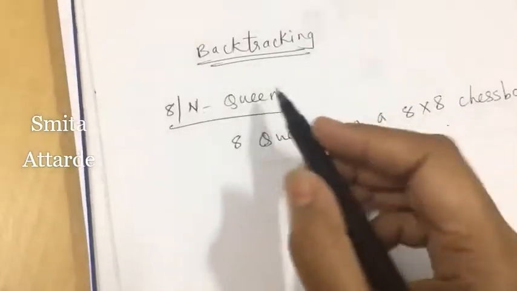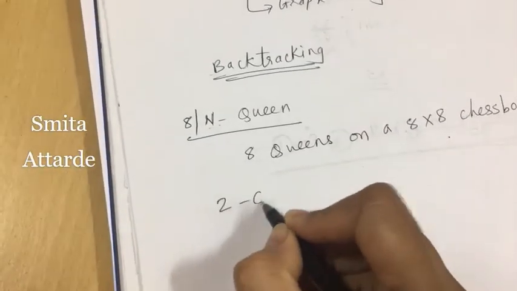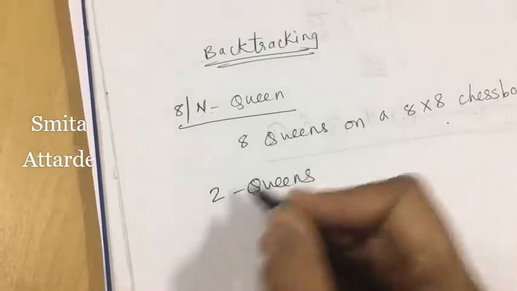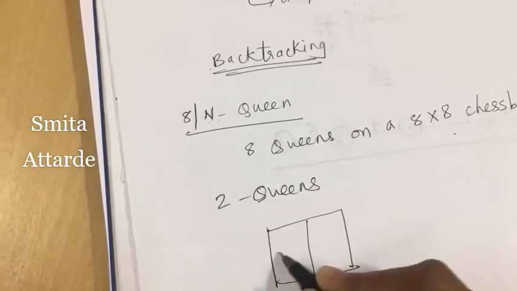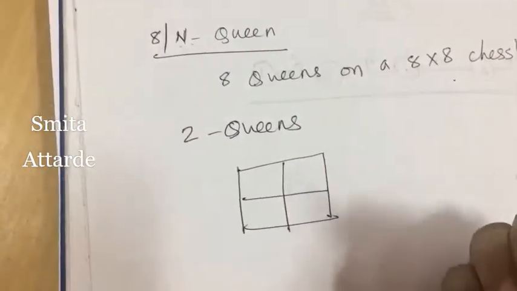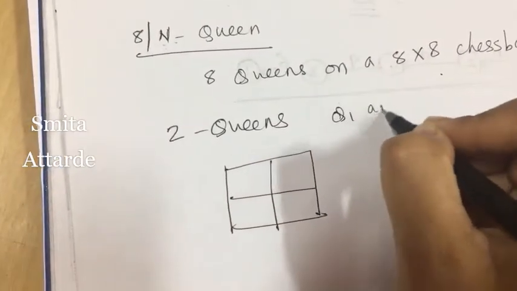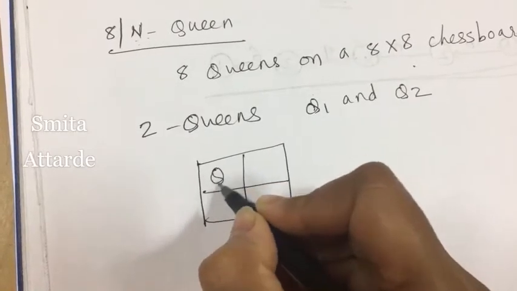So to understand the n queens problem in general, first we'll start with the 2 queens problem. So 2 queens can be placed on a 2 by 2 chessboard. So this is a 2 by 2 chessboard. So I have 2 queens, that is, I'll call them q1 and q2. So I'll place, suppose, q1 here.